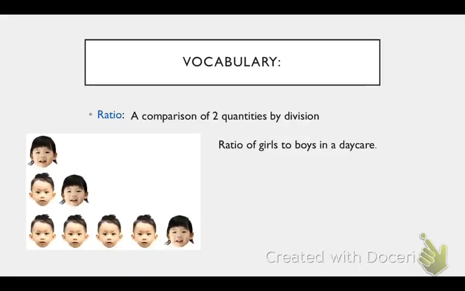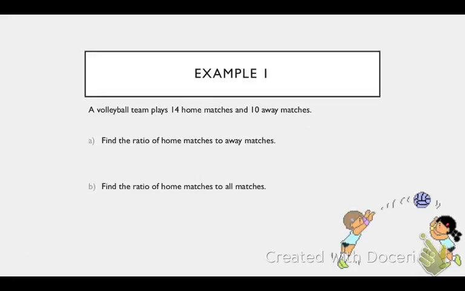Here's an example. The image shows the ratio of girls to boys in a daycare. According to the image, I spot 3 girls and 5 boys. There are 3 ways to write a ratio. The first 2 that you see on your screen are read the same way, 3 to 5. The third way is written in fraction form. Fraction form is one of the most common ways that we'll use it, especially because we'll be talking about proportions.